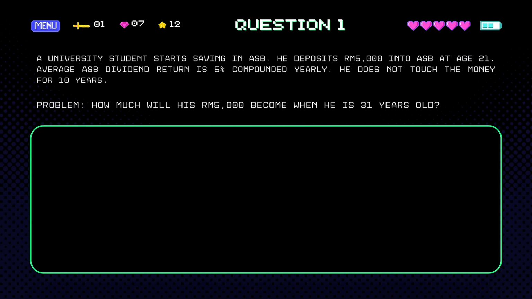So, how much will his 5,000 ringgit become when he is 31 years old? We can use the future value formula in compound interest to calculate the total amount he will save later. But before that, we need to identify the information given in the question.